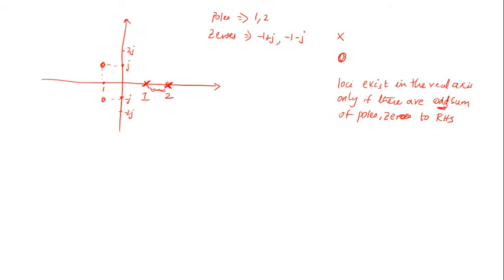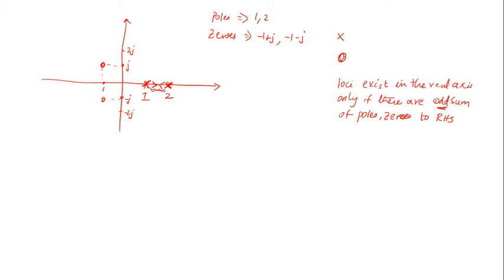Odd sum. So there's only one pole, so it's odd sum. So that means if there is a loci, from where will it start? If there is a loci, for sure the loci starts from the poles. But which pole? All the poles. There are two poles here, so from both the poles the loci will start.